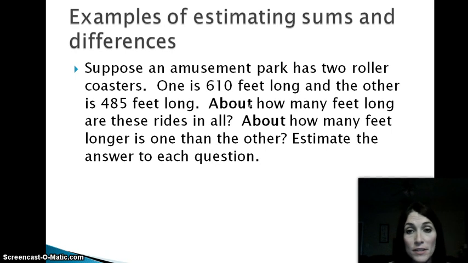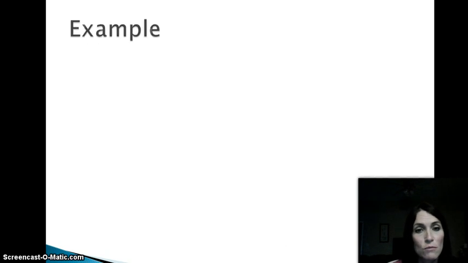So this is a very interesting question. It's asking us to do two pieces of estimation, and it also has the word about in kind of bold-faced lettering. About is a really important clue word when it's an estimation problem. That's how you're going to tell that it's asking you to estimate instead of work out the original problem to get the answer. So let's look at 610 feet and 485 feet using rounding.